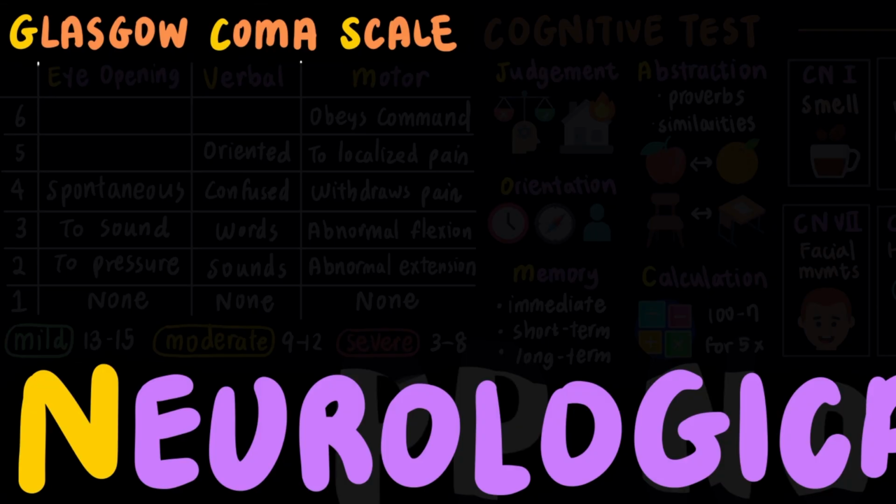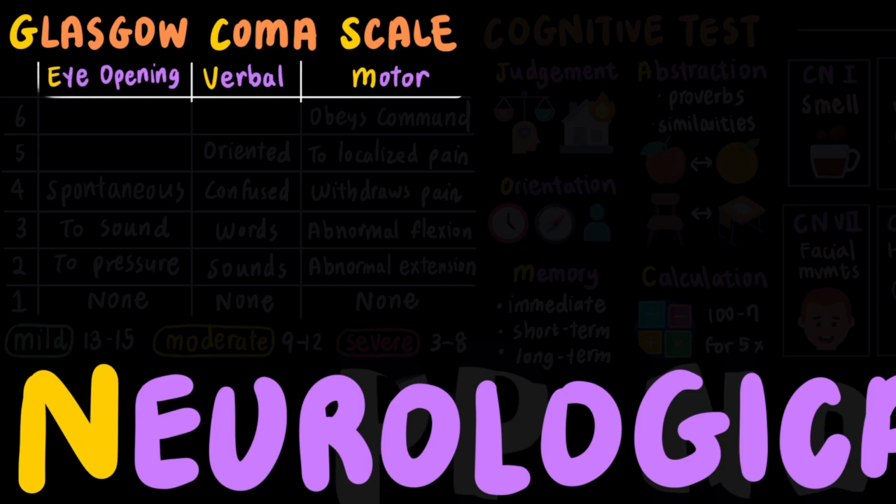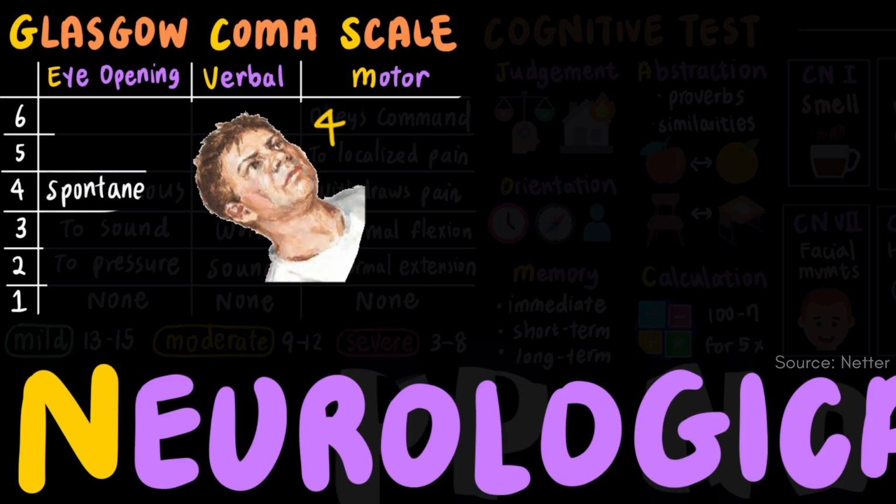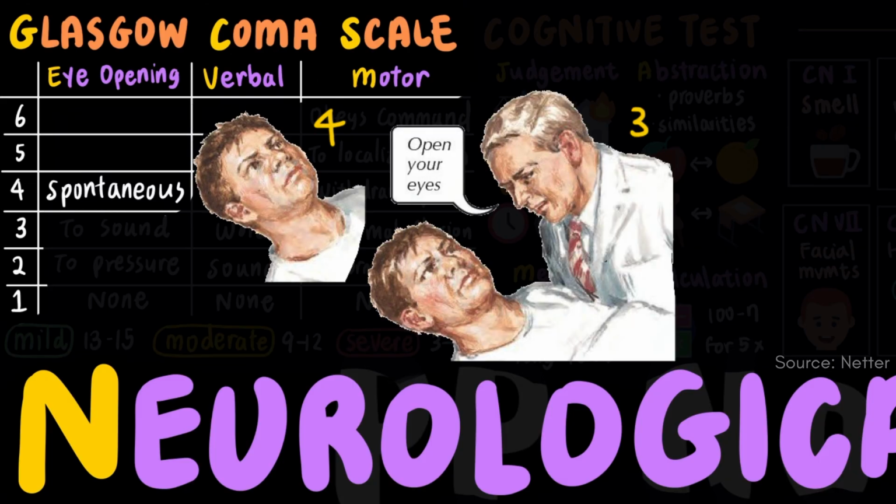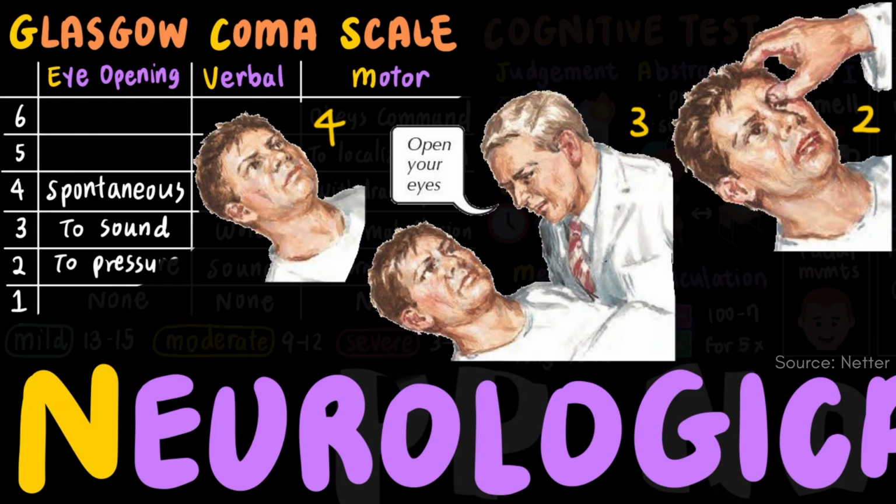This is the standard tool we use to assess a patient's level of consciousness. The GCS has three components: eye-opening, verbal response, and motor response. Each category is scored separately, and then the scores are added together for a total ranging from 3 to 15. For eye-opening, 4 points if the patient opens their eyes spontaneously, 3 if they open them in response to sound, 2 if it takes pressure or pain, and 1 if there's no eye opening at all.